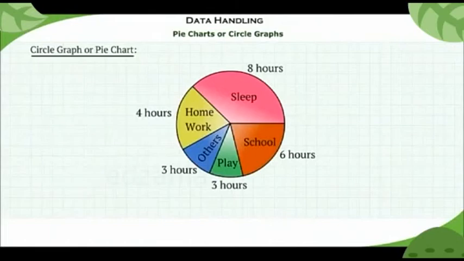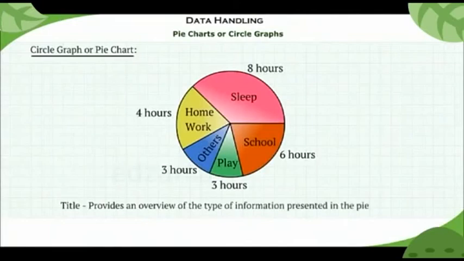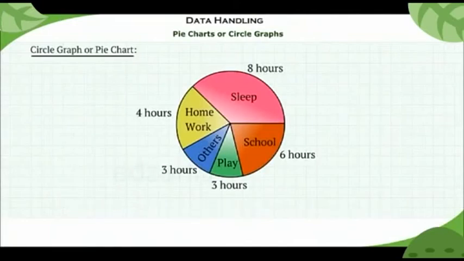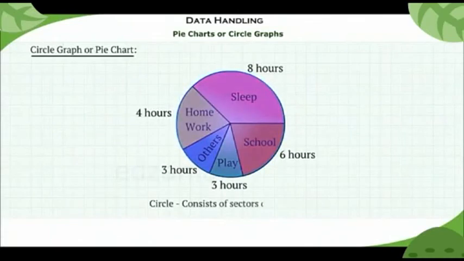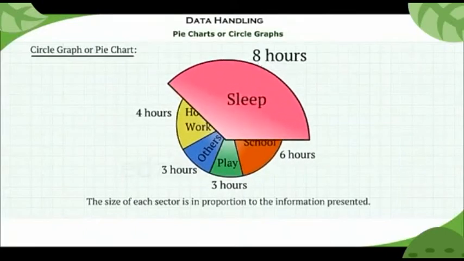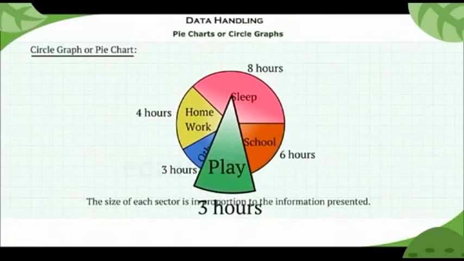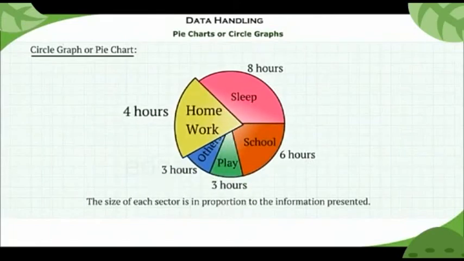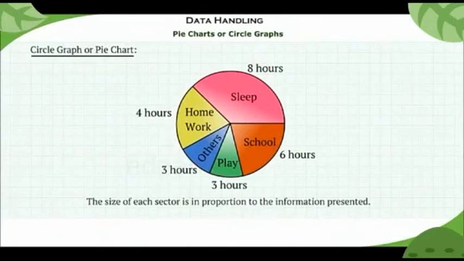A pie chart includes a title and the circle with the sectors. Let's look closely at each of these parts of a pie chart. The title of the chart provides an overview of the type of information represented in the pie chart. The circle is divided into sectors of varied sizes. The size of each sector is in proportion to the information presented. Regardless of the size of the sectors in the circle, each sector represents only one type of data. In this case, each sector represents the time spent by a child during a day.